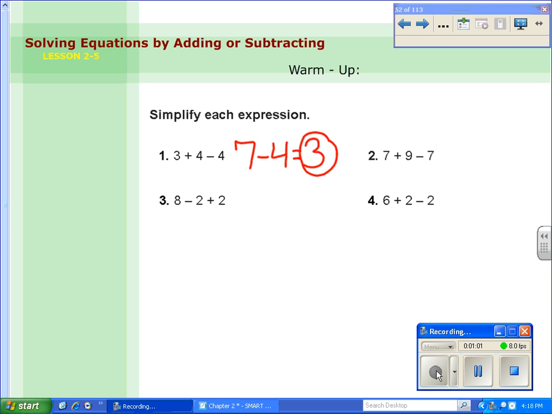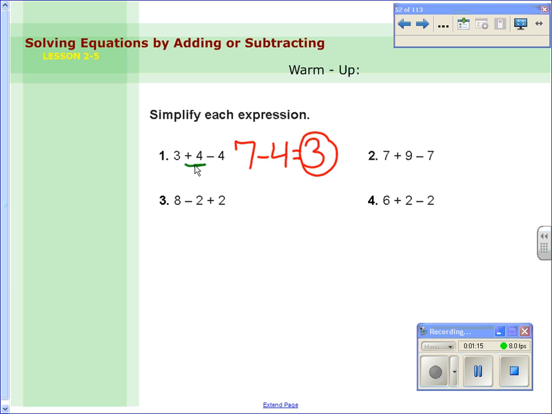All right, you might have solved each problem by, for example, number 2, doing 7 plus 9 is 16 and subtracting 7. However, if you look closely, there's a pattern in each one of these. They have a number, and then they do the opposite of it. So for number 1, they did plus 4, then they did minus 4. Again, if you have opposite numbers like that, those end up crossing each other out. So you would end up with 3.